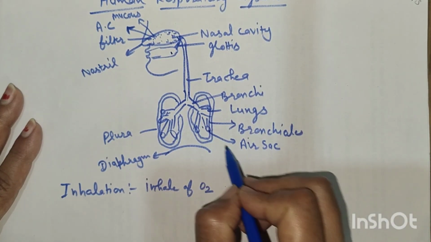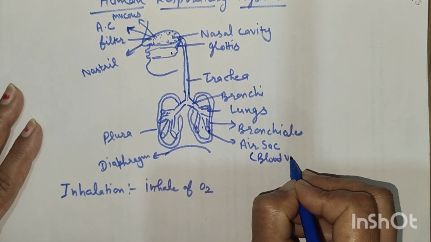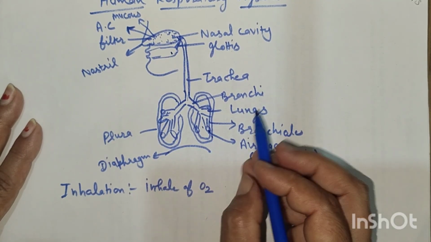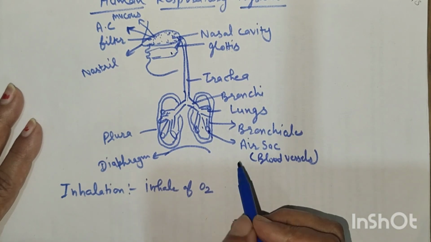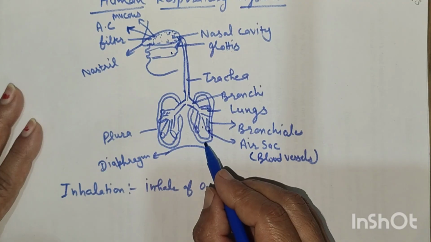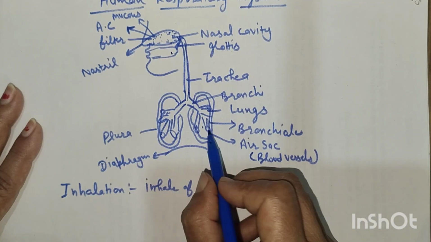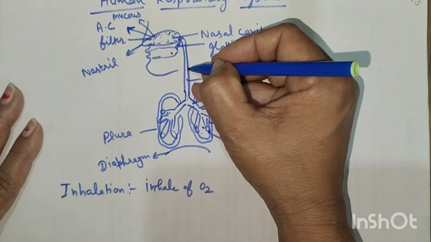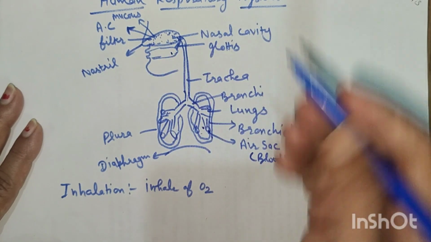In the lungs, the air sacs are attached to blood vessels. These blood vessels take the oxygen and send it to the different body parts, and again oxidation takes place and releases carbon dioxide and energy. Energy is used by the body, and the carbon dioxide is brought back by the blood vessels to the lungs, and then this carbon dioxide is expelled out through the nasal cavity.